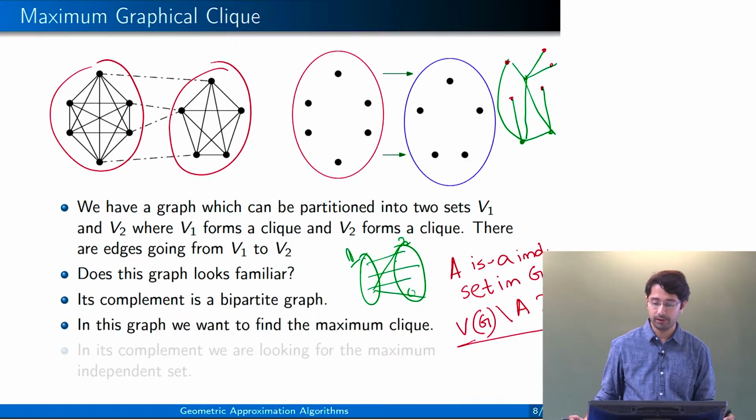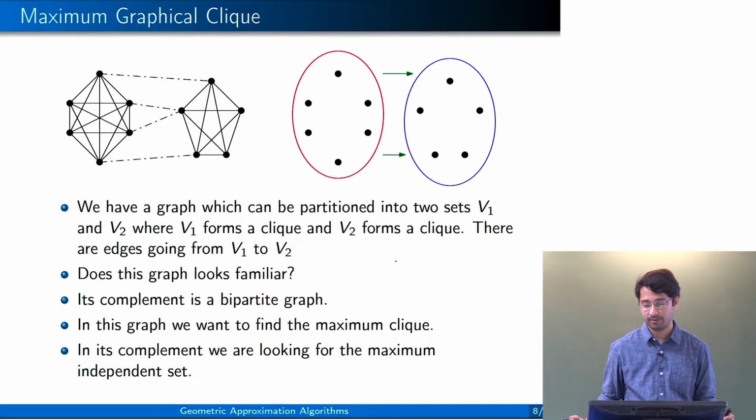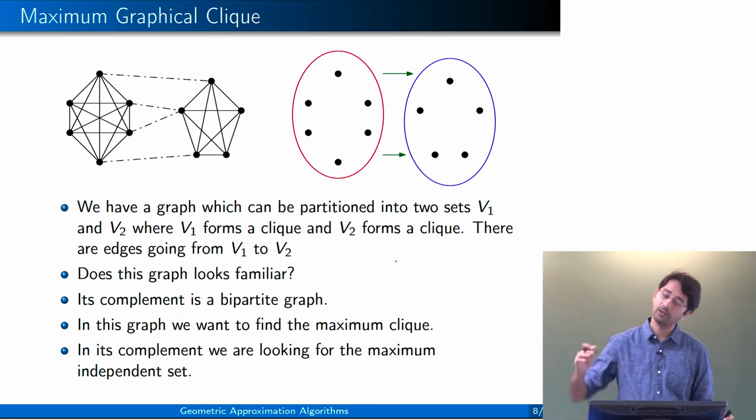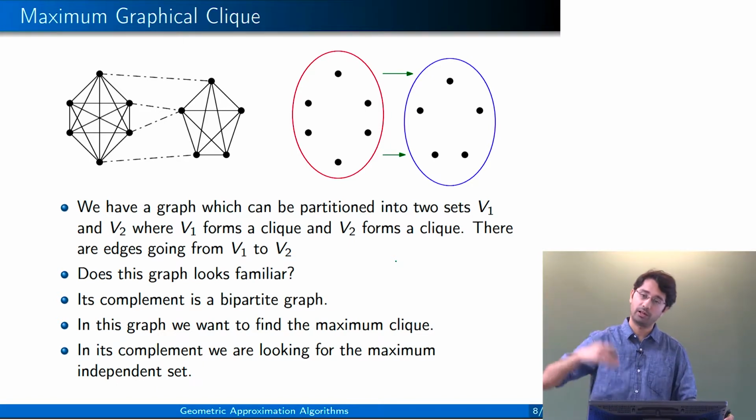But if you take the complement of this graph, you will get a bipartite graph. In a bipartite graph, now you are looking for an independent set. What is the maximum independent set? It is the complement of a minimum vertex cover. Then corresponding to that we will get the maximum, and you will now trace back your path through the original graph.